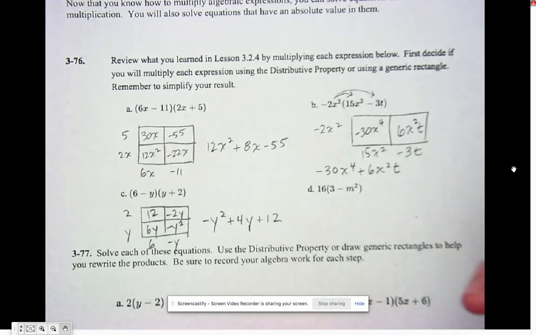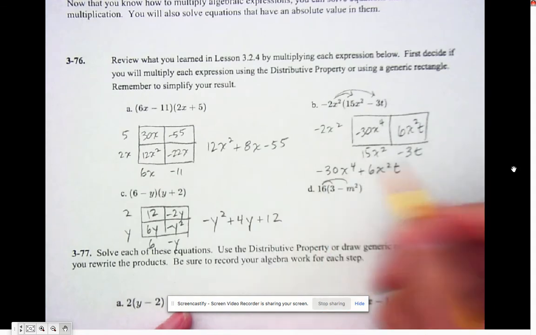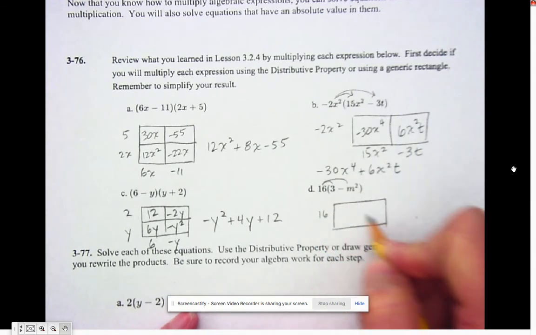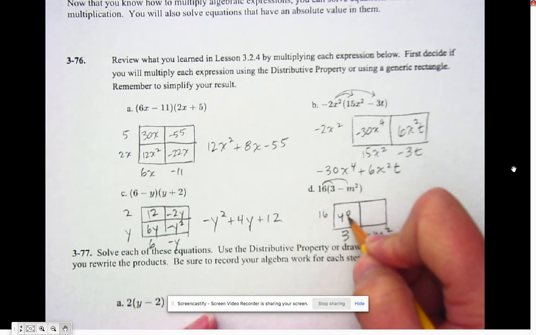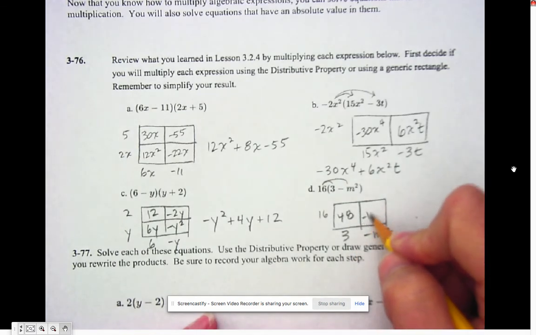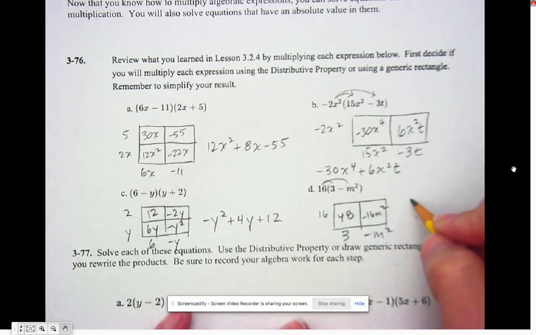All right, so then we've got 16 times 3 minus m squared. You could just use the distributive property, or you could draw a generic rectangle if you're liking those. So 3 times 16 is 48. And then 16 times negative m squared is negative 16m squared. So I'm going to write this as 48 minus 16m squared.